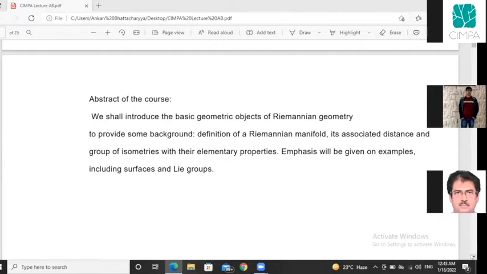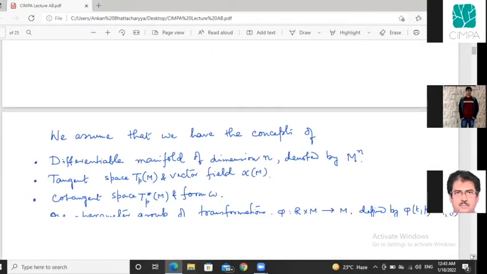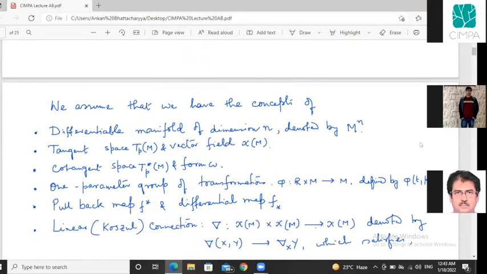Now, first of all, we assume that we have the concept of a differentiable manifold of dimension n, denoted by M^n. We know that it is a topological space whose every point has a neighborhood homeomorphic to an open subset of R^n. This concept is known to us, a differentiable manifold of dimension n, and it has a smooth structure. I am not going into the details of these definitions.